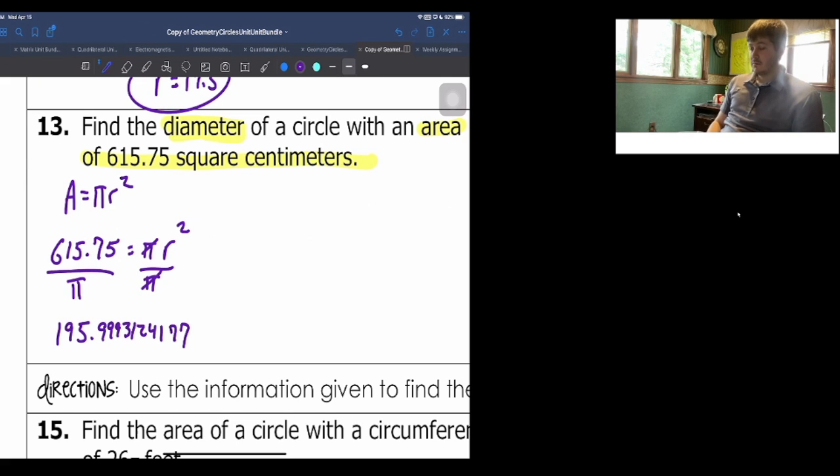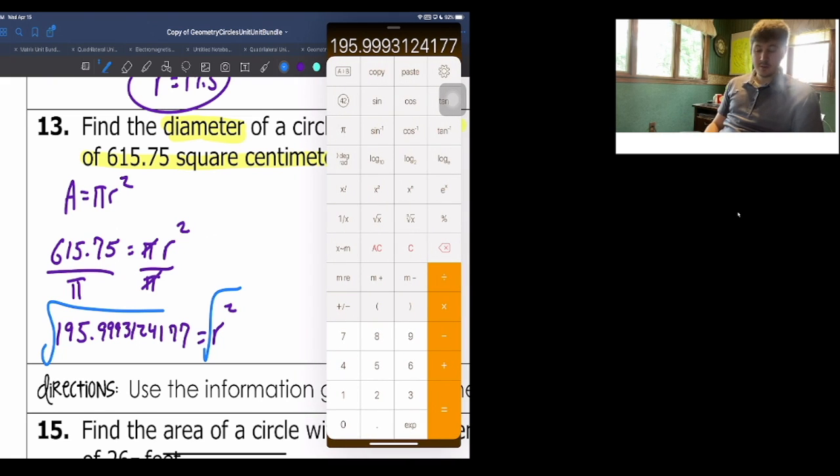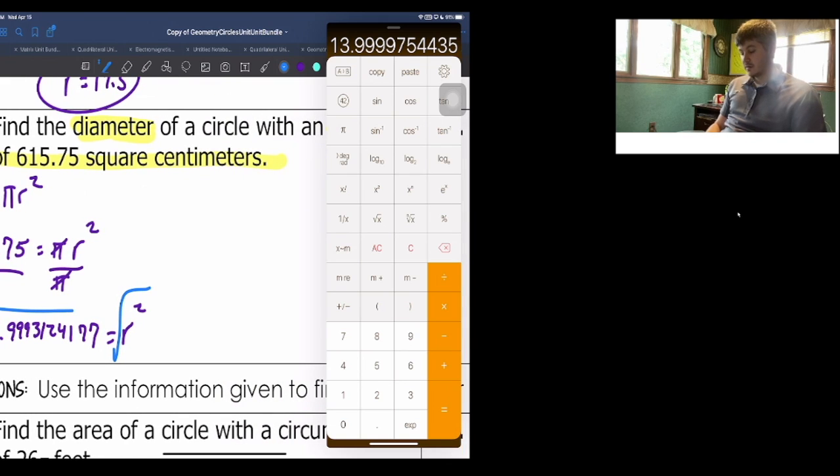Then from here, this is equal to r squared. So our last step that we're going to need to do is we're just going to square root both sides. So since you have the number already plugged in, you should be able to just hit that square root button. And it should give you an answer. And for me, it's giving me 13.9999, which we can round to the nearest tenth, 14.0.